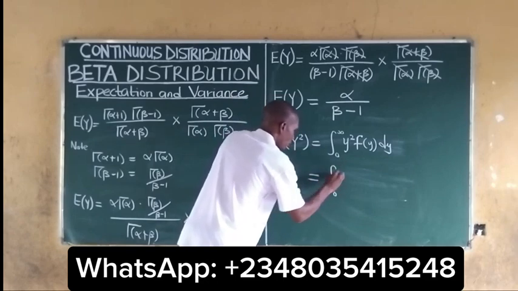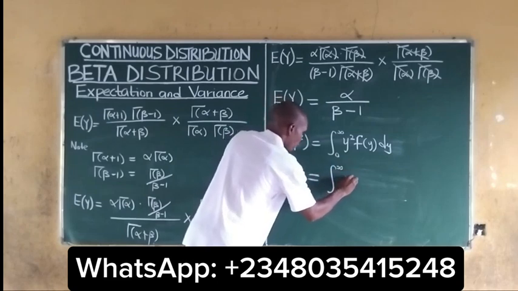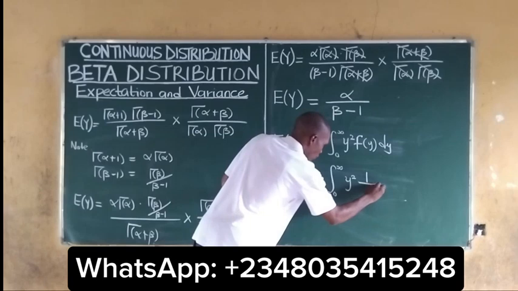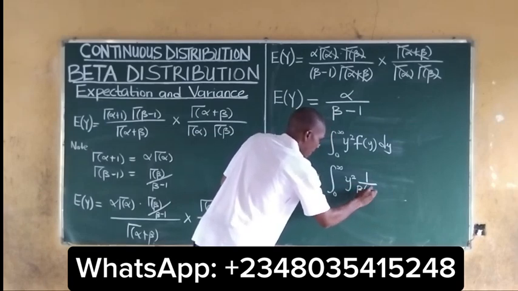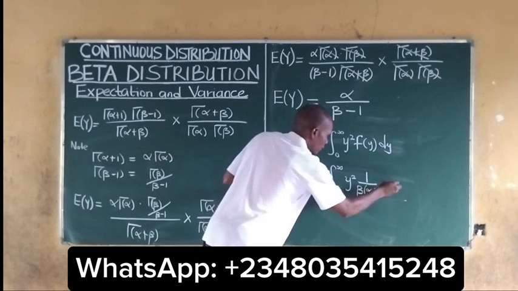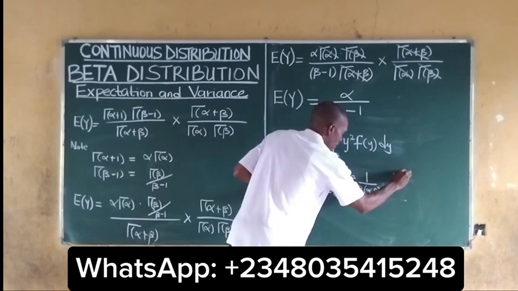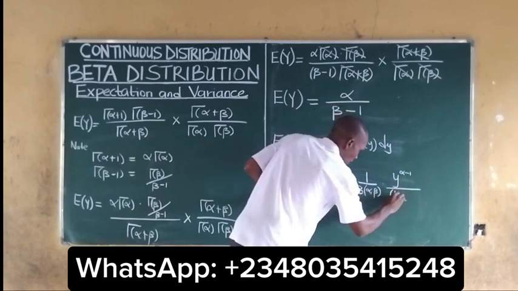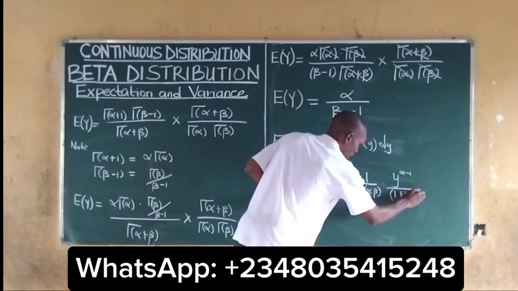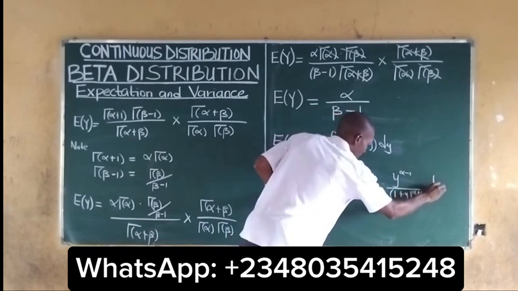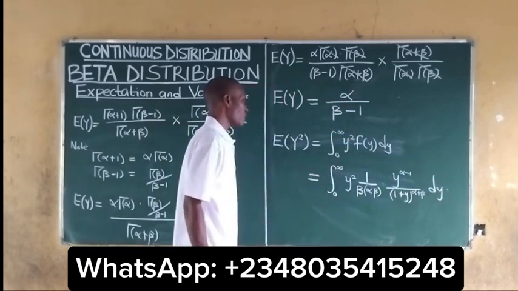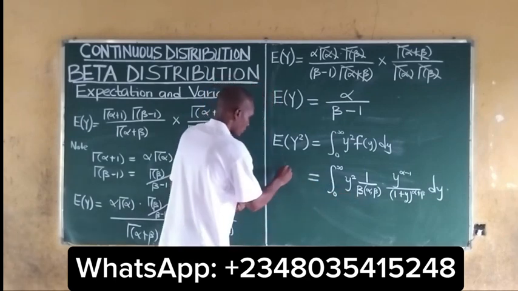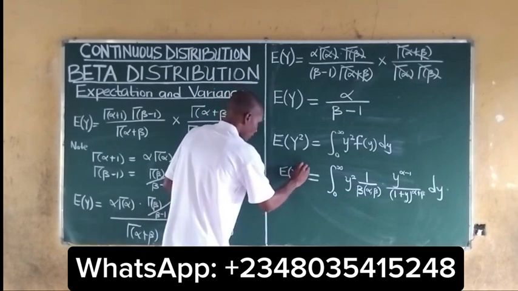the integral from 0 to infinity of y squared. If we remember, we have our distribution as 1 all over beta of alpha, beta, into y to the power of alpha minus 1 all over 1 plus y raised to the power of alpha plus beta, then dy. So this is what we get. The next thing to do is to bring this out. This is our expected value of y squared.